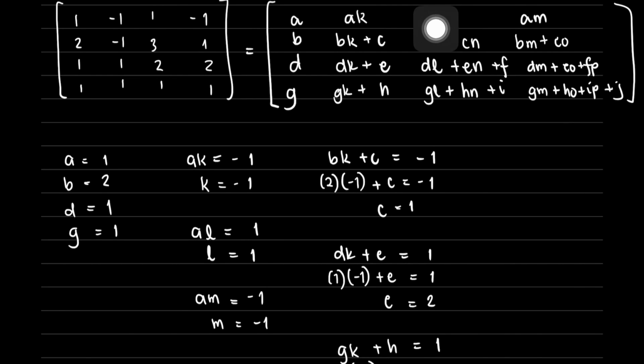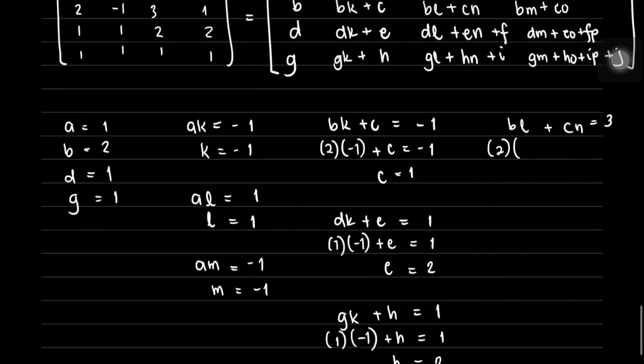Now, for this one, we have b times l plus c times n, and that's equal to 3. Letter b is 2. l, alright, so l is determined to be 1, plus c, that's equal to 1, times n equal to 3. So 2 times 1, that's equal to 2. Transpose it to the right side, so we have n equals 3 minus 2, or n equals 1.